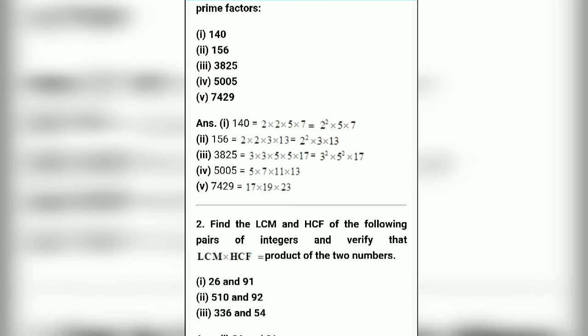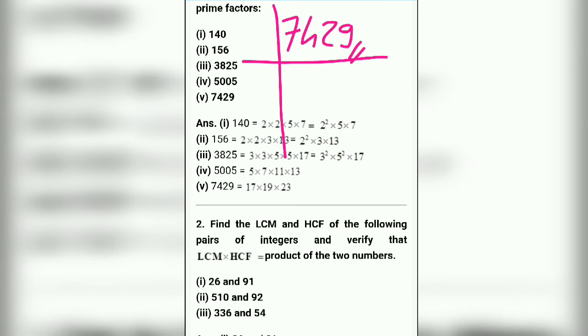Okay, now last question, it is 7429. Now at unit place we have 9. 9 is an odd number, so this number is not divisible by 2, right? Let's check for 3.